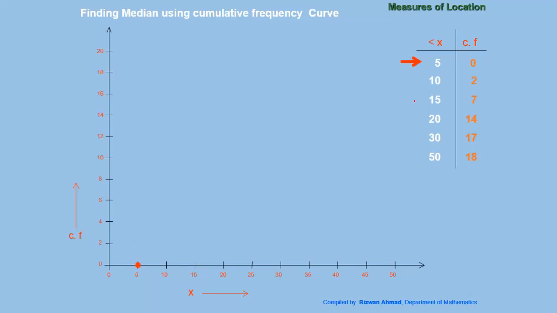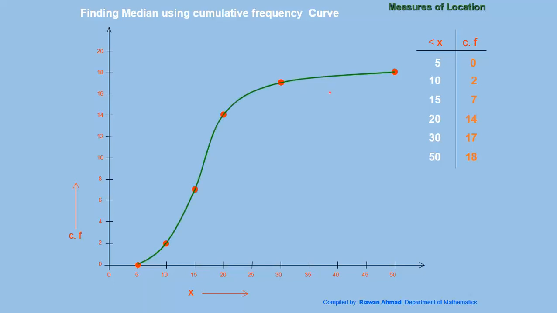Here is the point. Then 10, 2, which is this point. Then 15, 7, it is here. Then 20, 15 here, and then 30, 17, and then finally 50, 18. So these, then we will join them with a smooth curve. So this is the smooth curve.